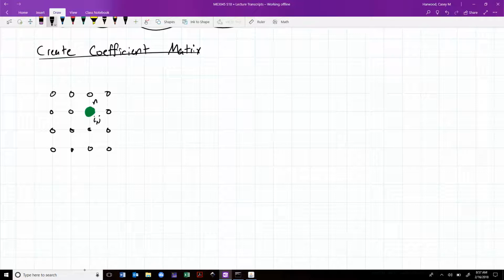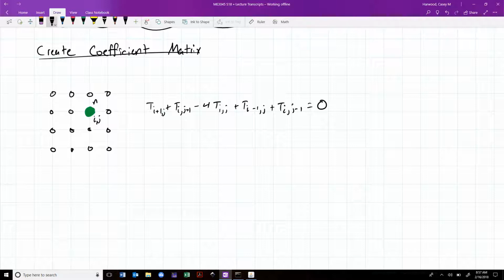We would say that T(i+1, j) plus T(i, j+1) minus 4T(i, j), plus T(i-1, j) plus T(i, j-1) equals 0.